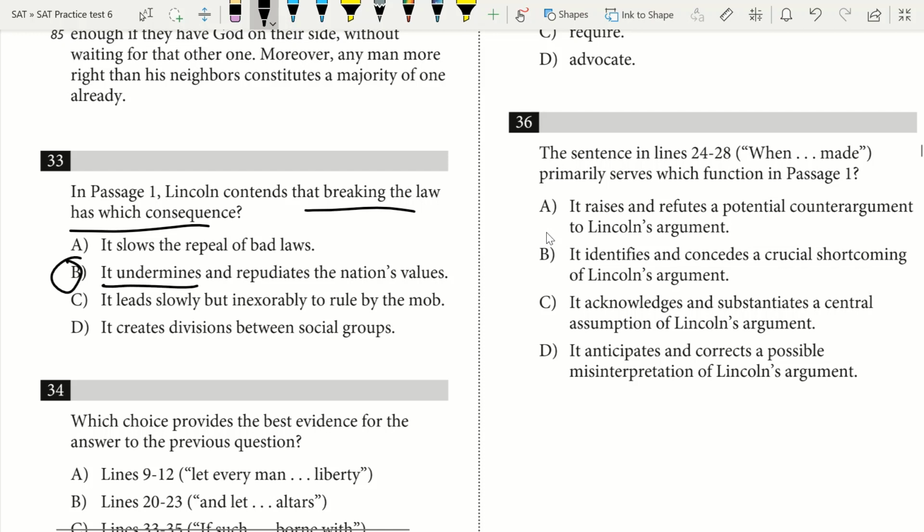It's undermining and repudiating the nation's values. He talks about how it's pretty much stomping on the founding fathers' graves, stomping on your children's liberty, undermining the nation's values. So B is going to be our answer for 32. As far as why A, C, and D are wrong, A says it slows the repeal of bad laws. He never makes that argument. C, it leads slowly but inexorably to the rule by the mob. He never says it leads slowly to that rule by mob, so C is incorrect as well. D, it creates divisions between social groups. No, he never makes that argument either. So B is our correct answer for 33.